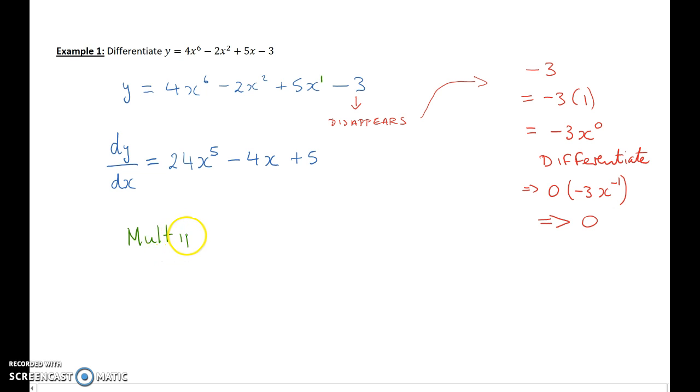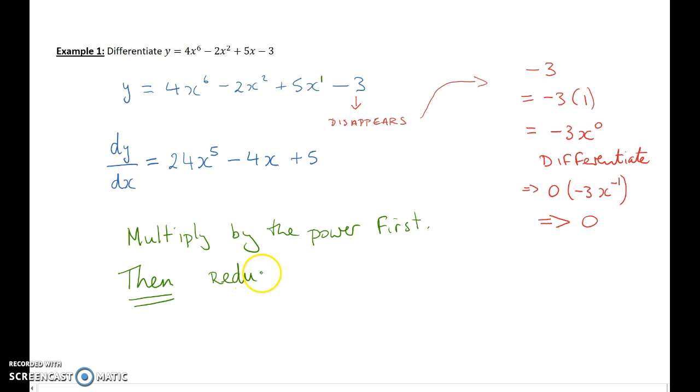Multiply by the power first, and only then reduce the power. And constants disappear.